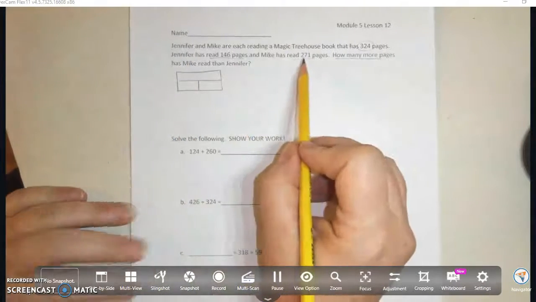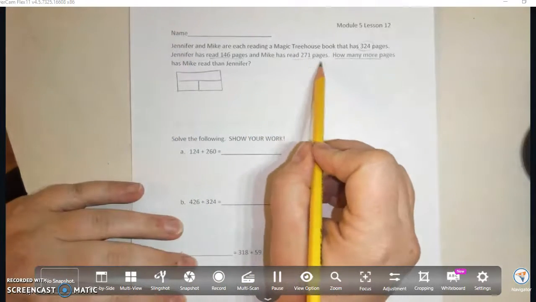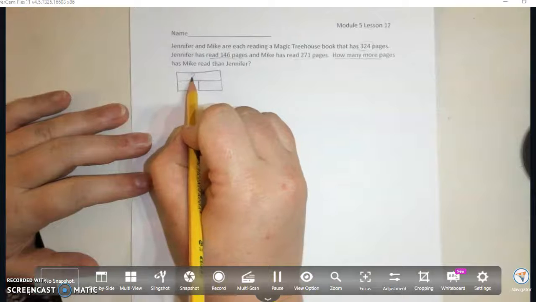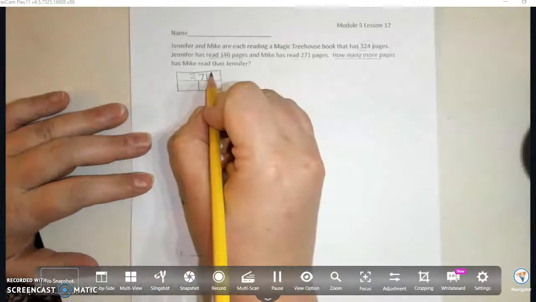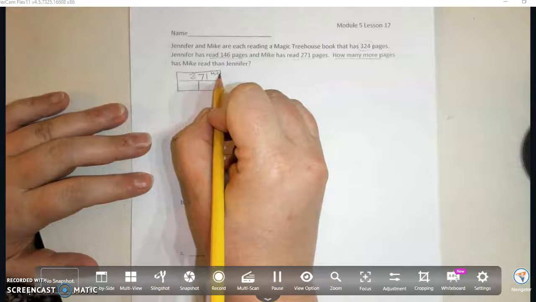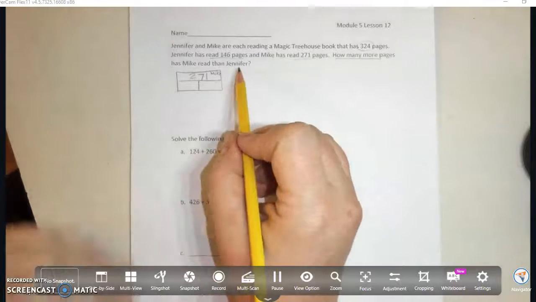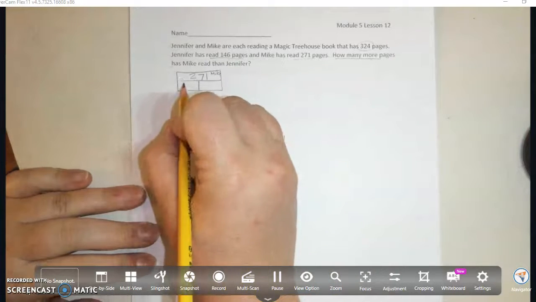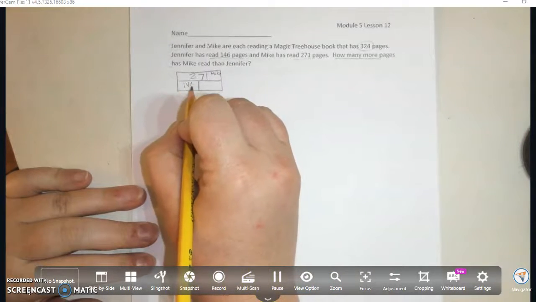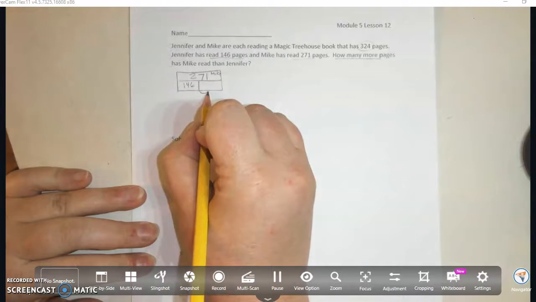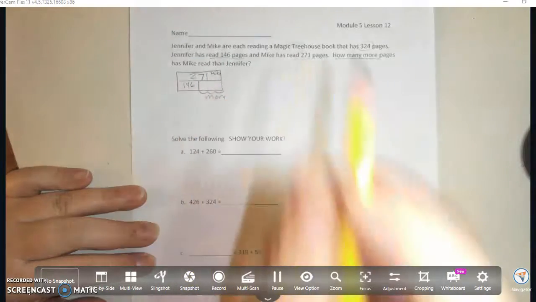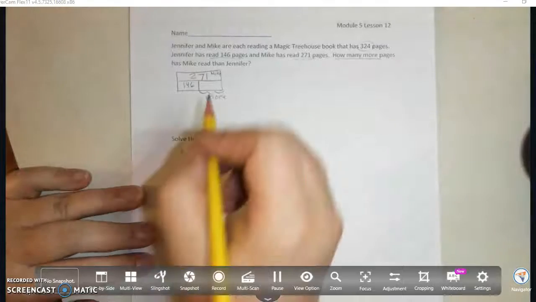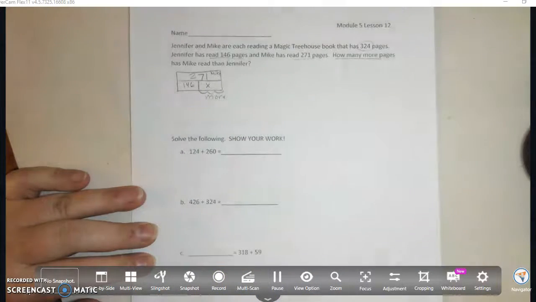So really, Mike is my whole number. I'm going to set that in as my whole number. I might want to write his name next to it so I remember. And then Jennifer is my part, 146. And we're going to want to know how many more, this is the more, Mike has done than Jennifer. So this is my unknown amount. That makes this a subtraction problem.